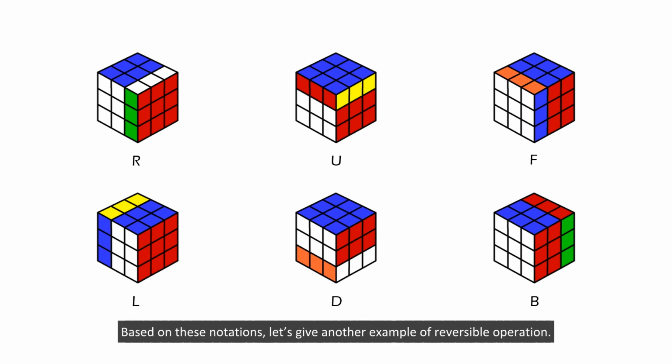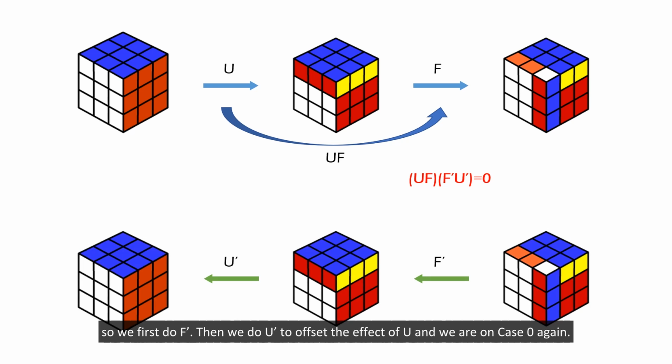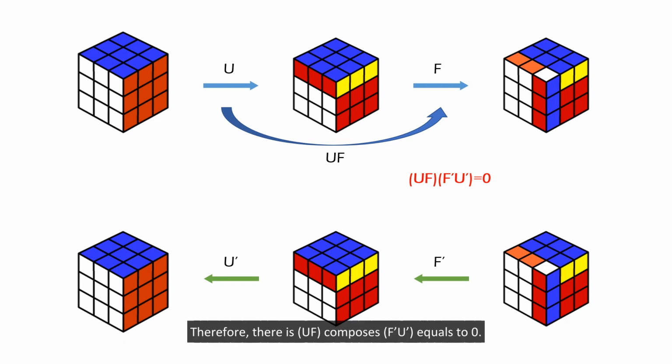Okay, based on this notation, let's give another example of a reversible operation. Consider we first do U and then do F, and we notate the two consecutive operations as UF. In order to go back to case 0, we should first offset the effect of F, so we first do F prime, and then we do U prime to offset the effects of U, and we are on case 0 again. Therefore, UF composed with F prime U prime equals 0.